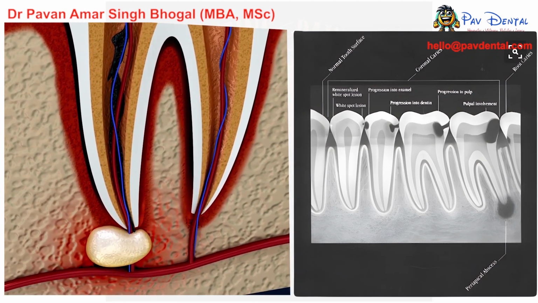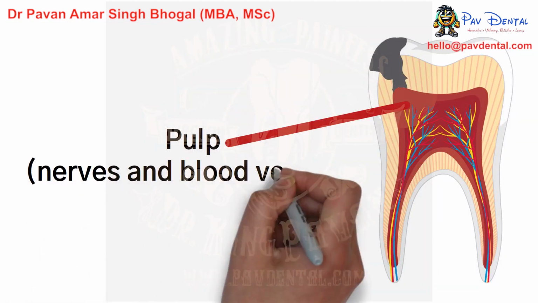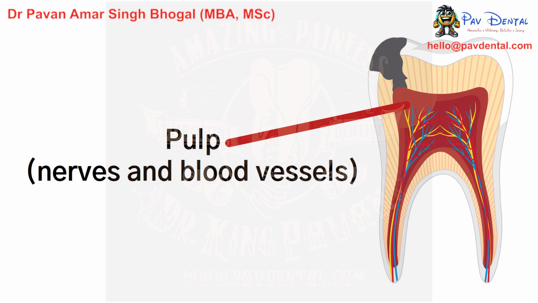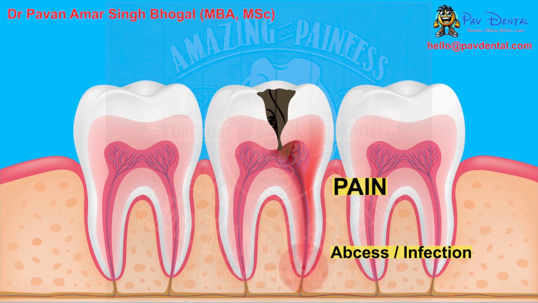If you have a cavity that goes untreated, it can eventually reach the inner part of your tooth, called the pulp. This contains sensitive nerves and blood vessels. Once bacteria infect the pulp, it can cause pain, swelling, and even an abscess.